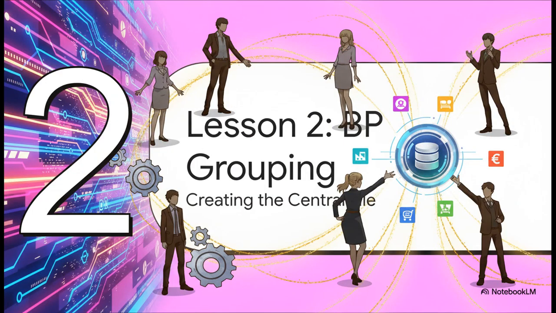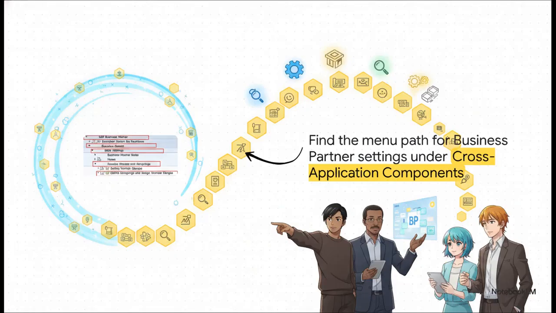Okay, vendor foundation is solid. Time for Lesson 2, Business Partner Grouping. Now we're going to build the other half of this thing, that central file that's going to hold it all together. You'll find the settings for this in a totally different part of the system, under Cross-Application Components. And our goal here is super simple. We are going to create BP groupings that are a perfect one-to-one mirror of the vendor account groups we just made.